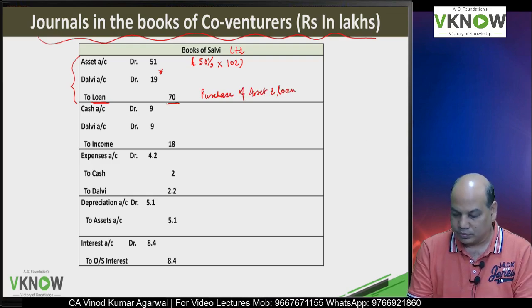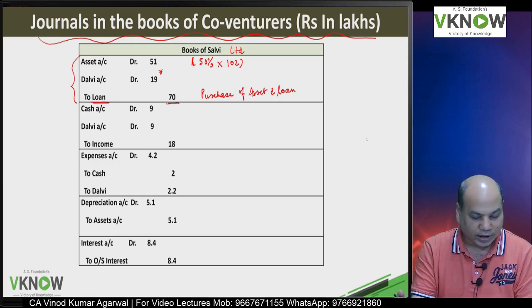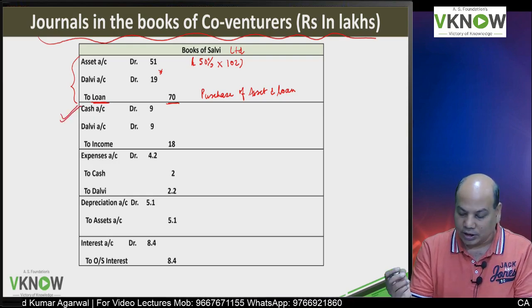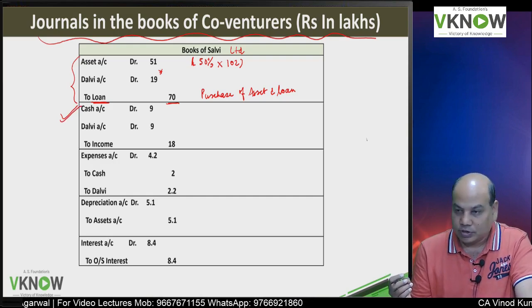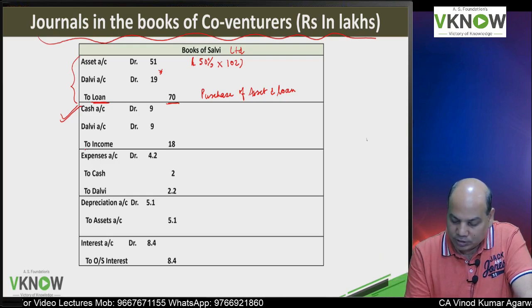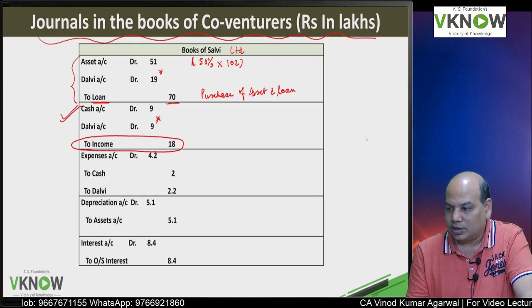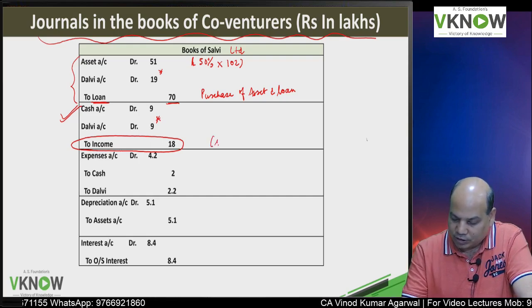Then you write down cash account debit 9. You have collected 9 directly. Salvi has collected 9 lakh rupees from the bus service business directly. So cash or bank account debit 9, but his share in income is 18. To income 18, and therefore Dalvi Limited account debit 9. Share of income recorded.